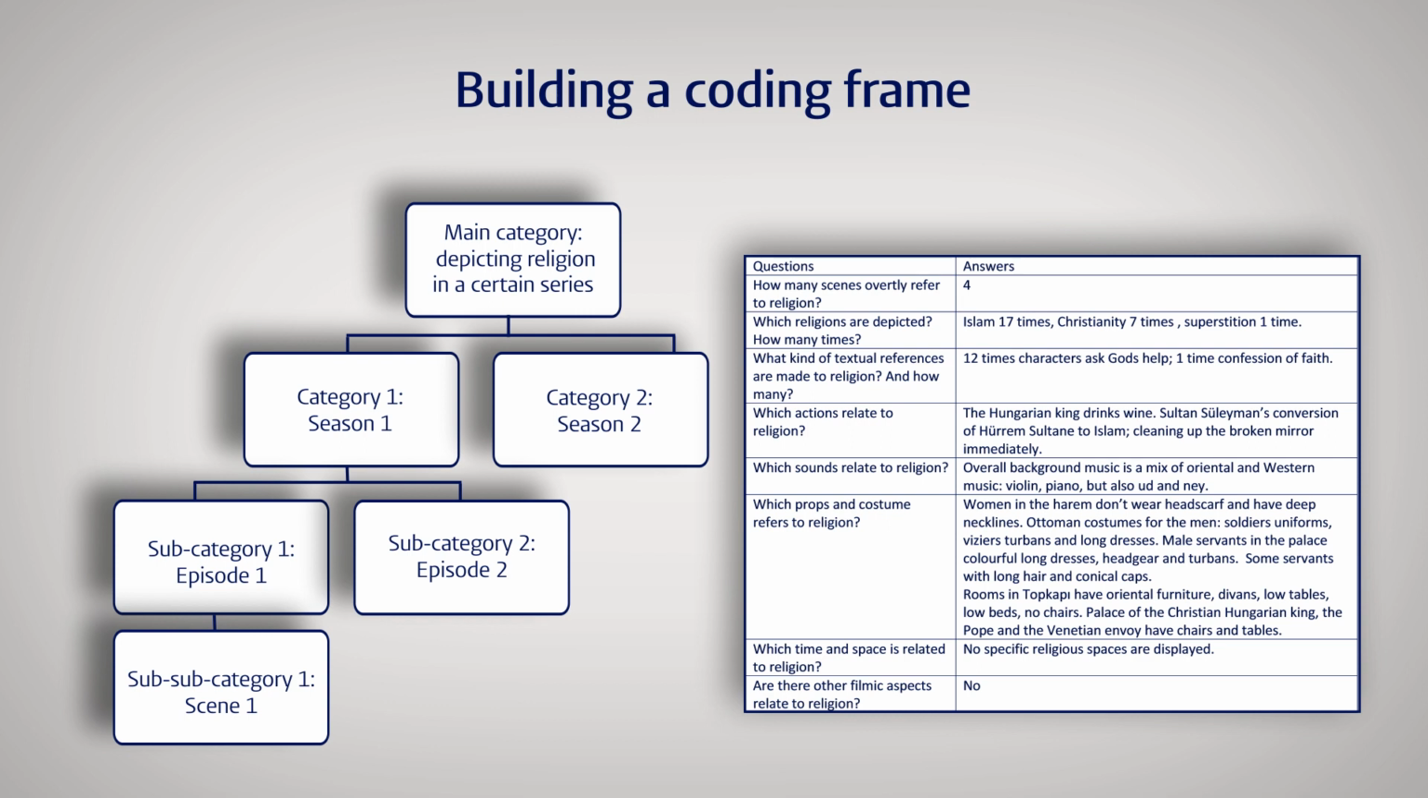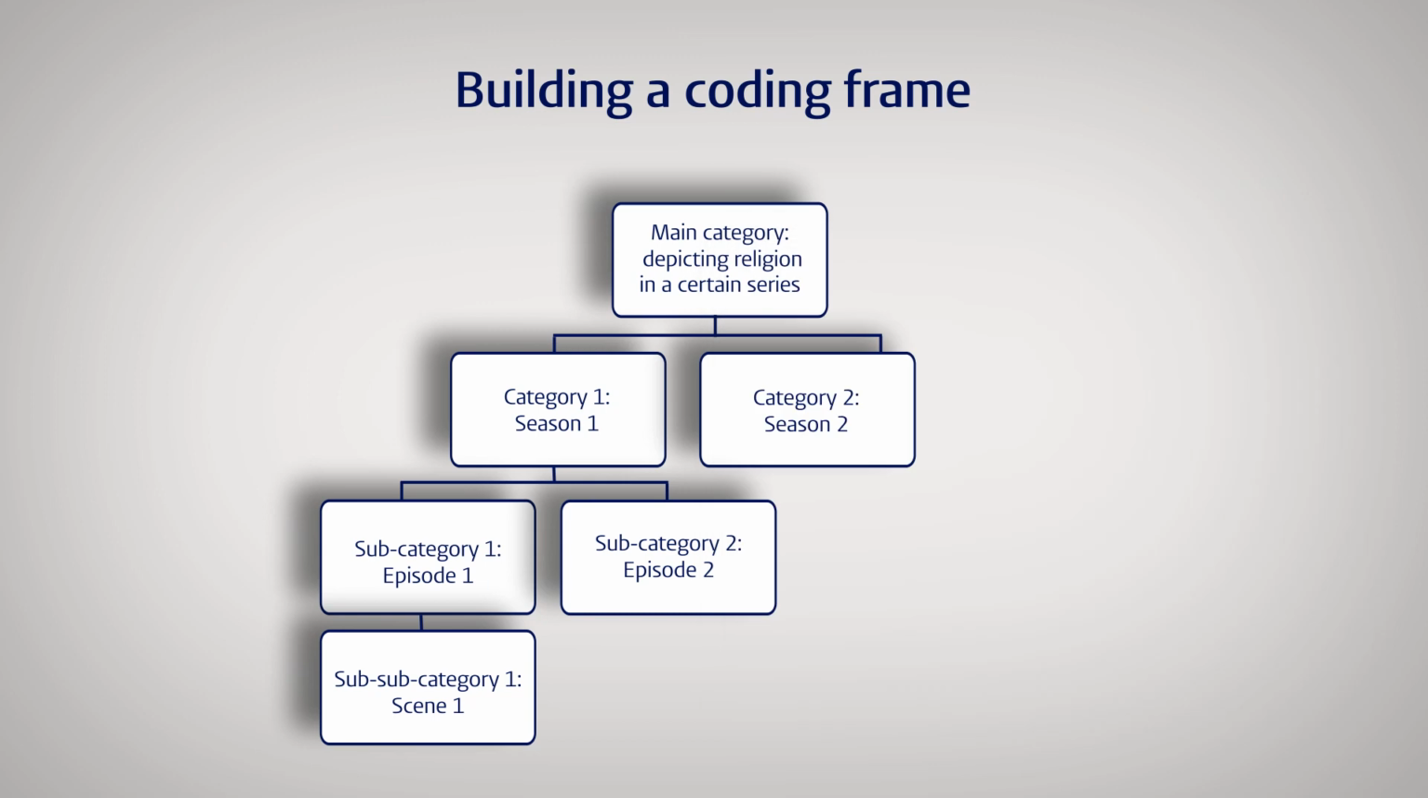For each category and subcategory, you make a table in which you formulate questions for your material based on your research question. For instance, if you want to research the depiction of religion in Magnificent Century Season 1, this means 24 episodes of around 2.5 hours each. In the hierarchy of the coding frame, this is the first category.